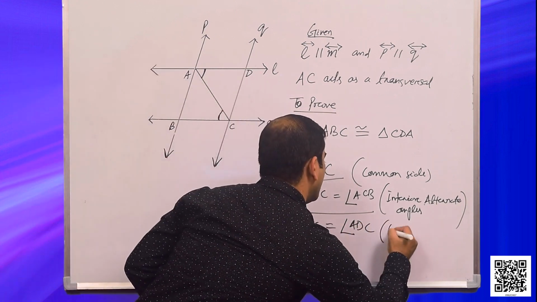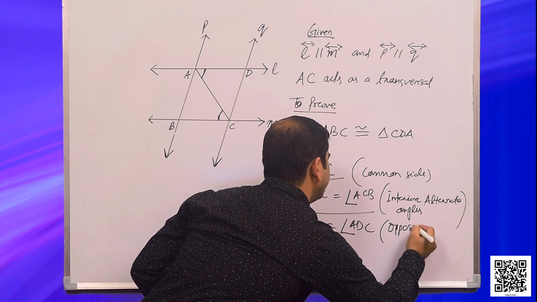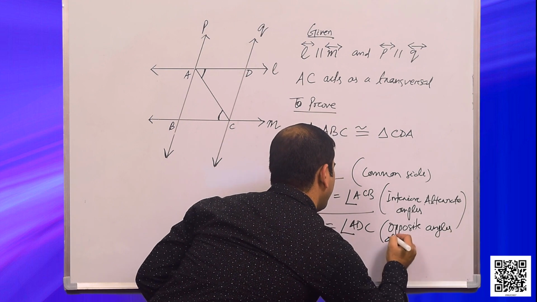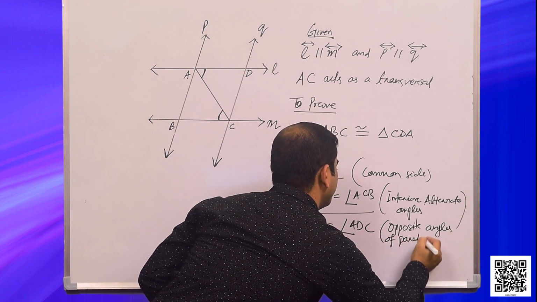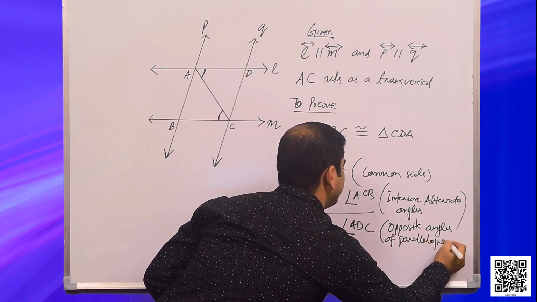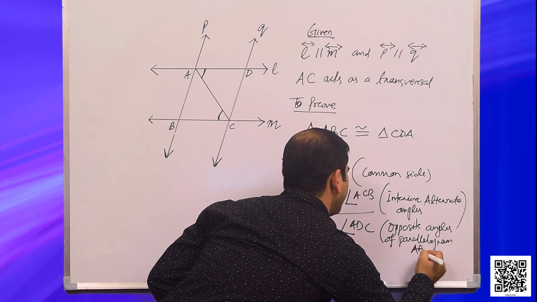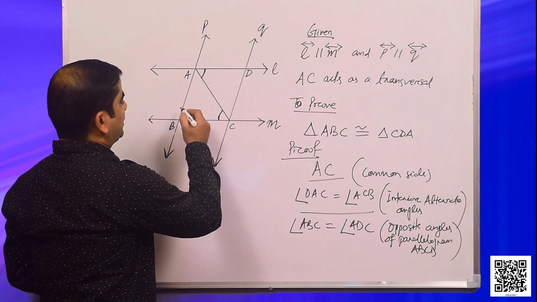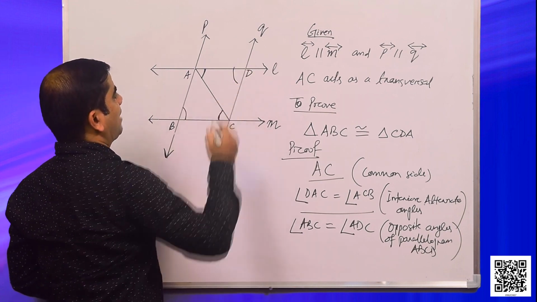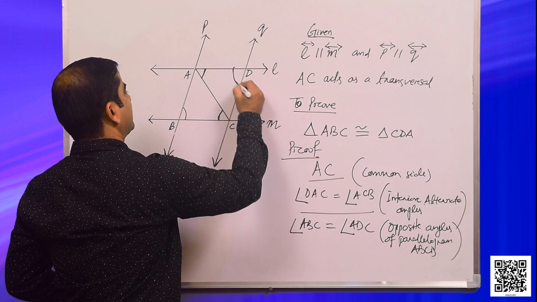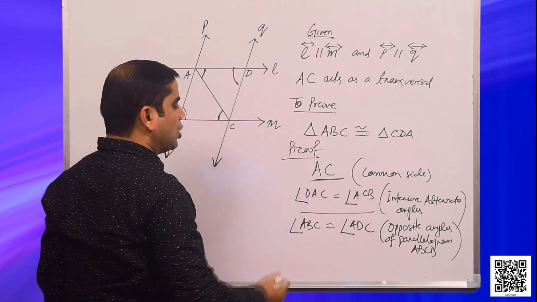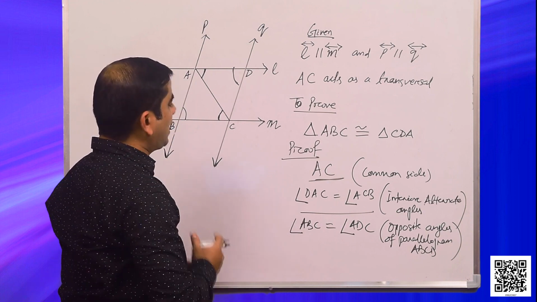Why? Opposite angles of parallelogram ABCD. Fine. Opposite angles of parallelogram ABCD. So now we have a common side and two pairs of equal angles.